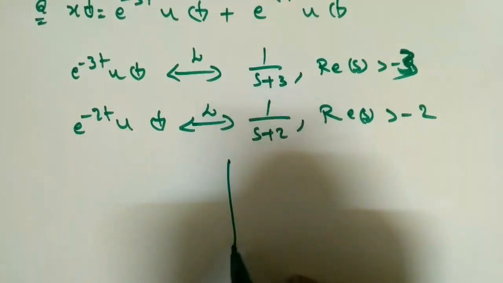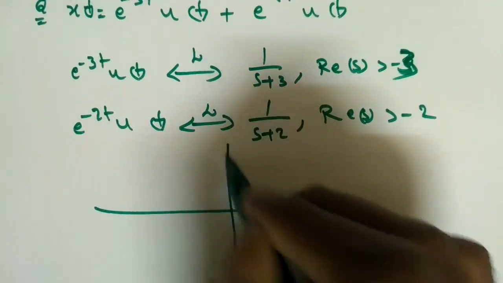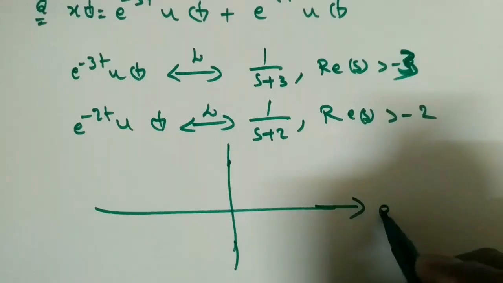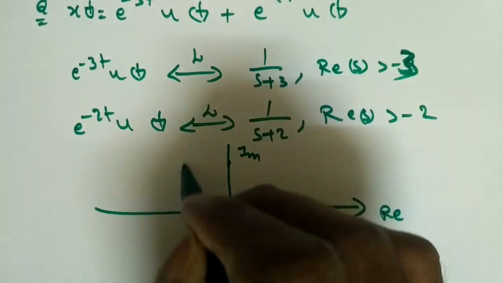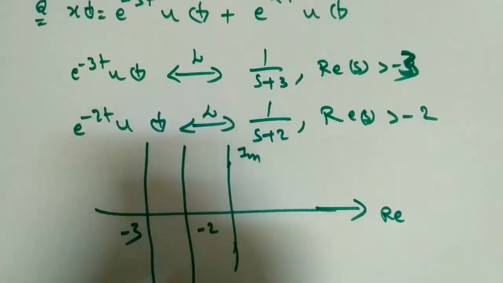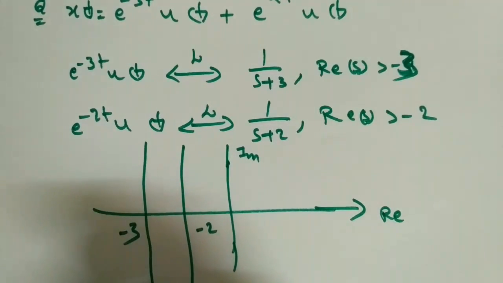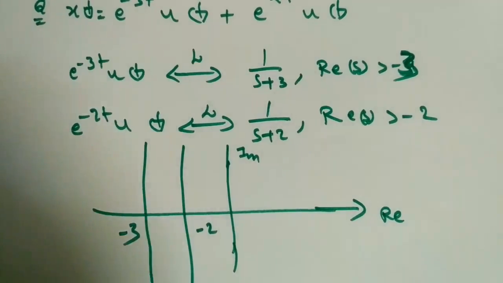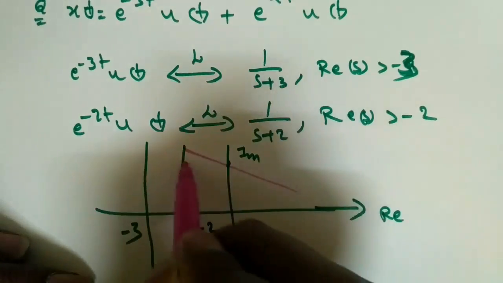Now the ROC, if we draw it in the s plane, that is real and imaginary, one is minus 2 and one is minus 3, right? Now, one is minus 2 means it will be like this.